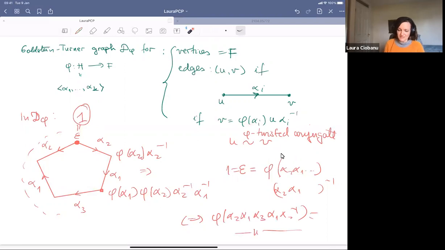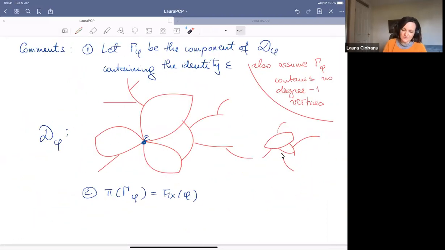This is a nice idea, and now look at the component that contains the identity, as there might be lots of components. You can remove all the others. Here I made it look like a bug of some sort. So you have one component here, you remove all the other ones and just keep the one you have. And for what we're doing later, we're going to remove the degree 1 vertices to get what we call a core graph. But the point is that the fundamental group of this graph is exactly the fixed subgroup of phi. I showed you that the loops are really fixed points and they will generate everything. So this is a very nice idea.